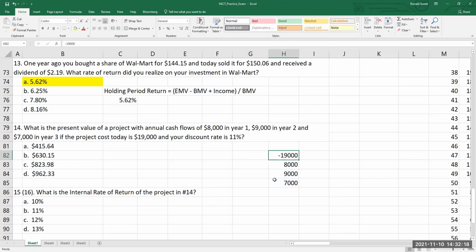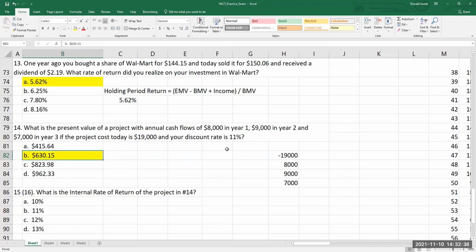Yeah, okay, so that's one thing at NPV. It assumes whatever's first in your range happens 1 year from now, but that 19,000 hasn't happened today. So you do the NPV of the 8,000, 9,000, and 7,000, you subtract the 19,000. So what did you get? I think you got the right. All right, so B is the answer.